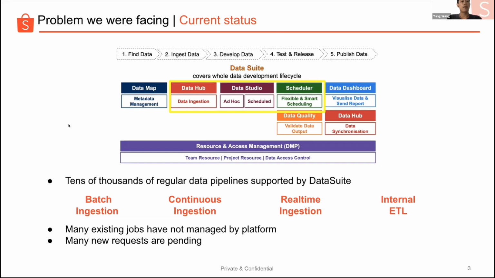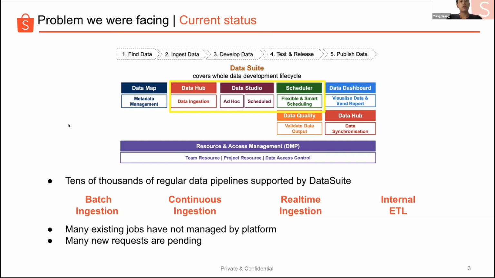Components that I have highlighted with yellow color are in charge of generating data. Ingestion jobs are managed by Data Hub, and in Data Studio, users can browse data and create non-standard data pipelines from ingested data. After jobs are created in Data Hub or Data Studio, the scheduler will run these jobs at certain times as expected. Now, there are quite a number of jobs already created and running. Tens of thousands of them are running every day, including batch ingestion and continuous ingestion jobs that are running in Data Hub.